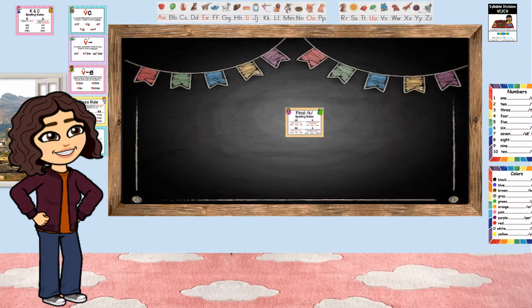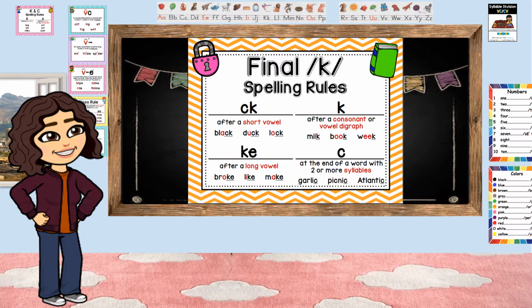How do we spell the k sound at the end of a word? We use CK after a short vowel, like in black, duck, or lock. We use K after a consonant or vowel digraph, like milk, book, or week. We use KE after a long vowel, like broke, like, and make.